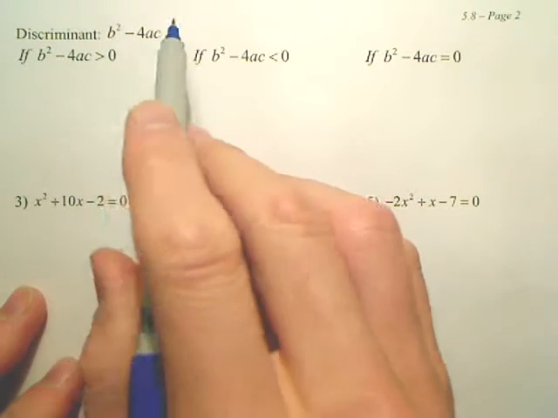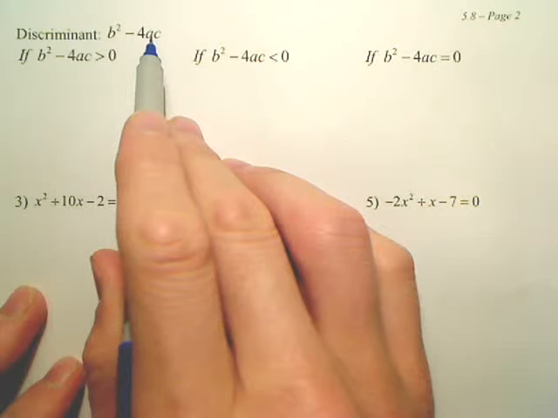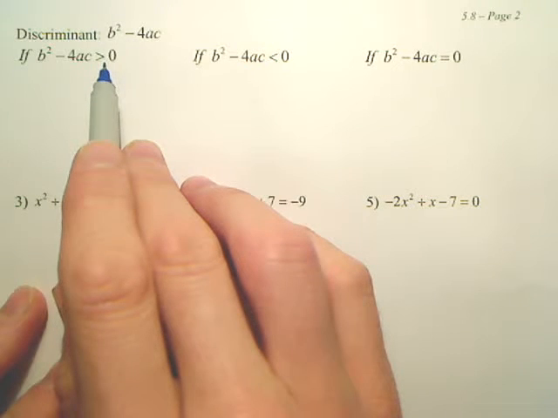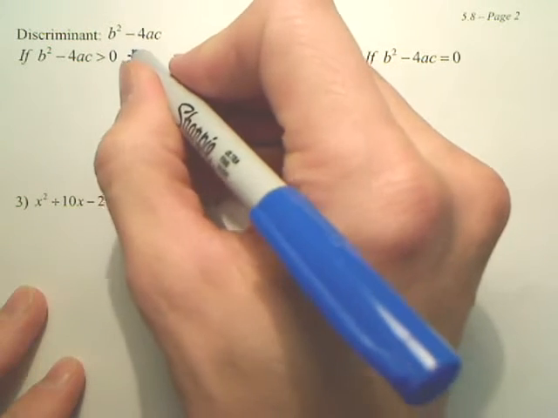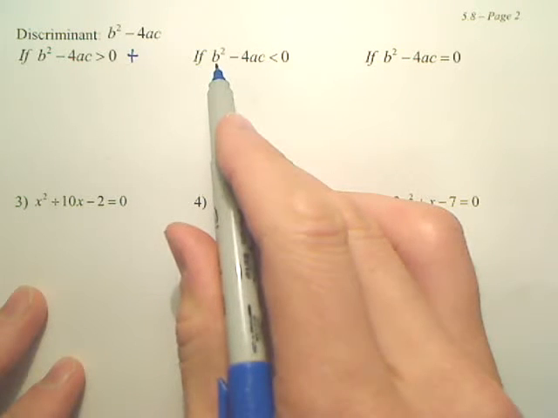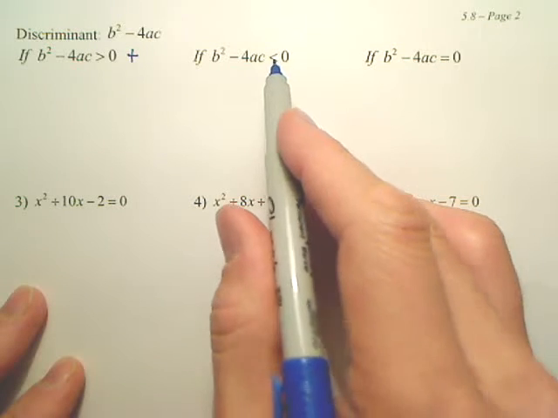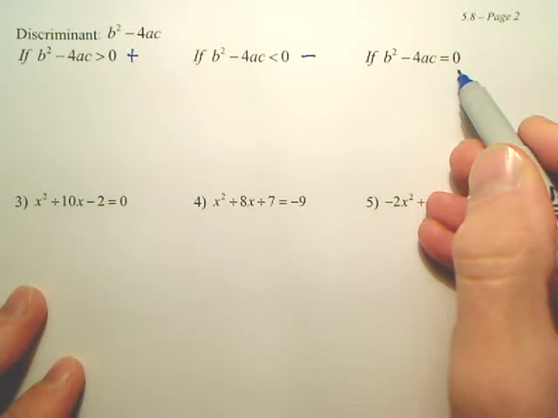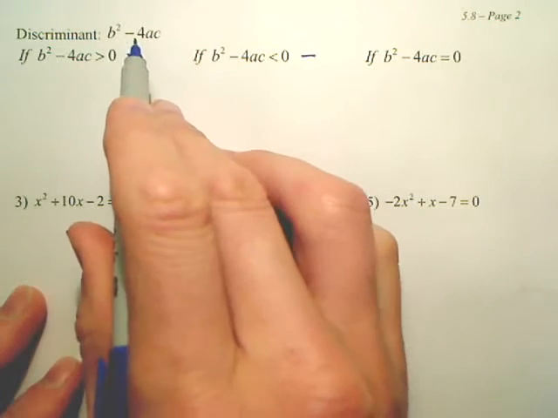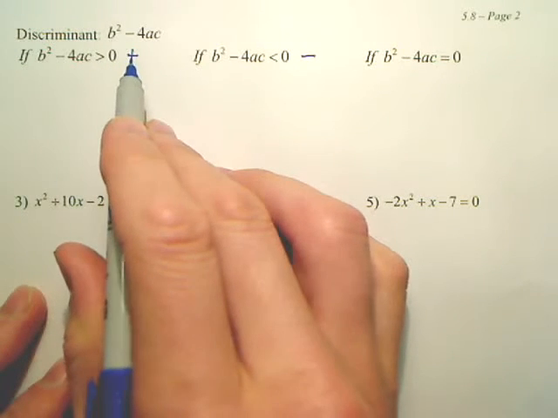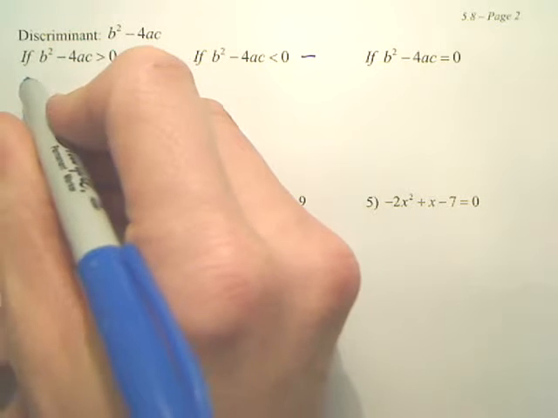The discriminant b squared minus 4ac, again, is the square root part of your quadratic formula. If the square root part of your quadratic formula is greater than 0, what's another word for greater than 0? Doesn't that mean positive? If it is less than 0, another word for less than 0 is negative. And then if it equals 0, it has characteristics.